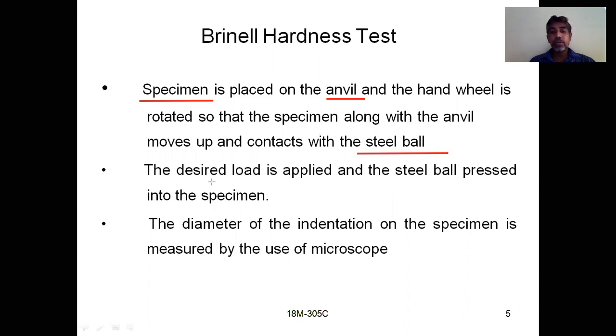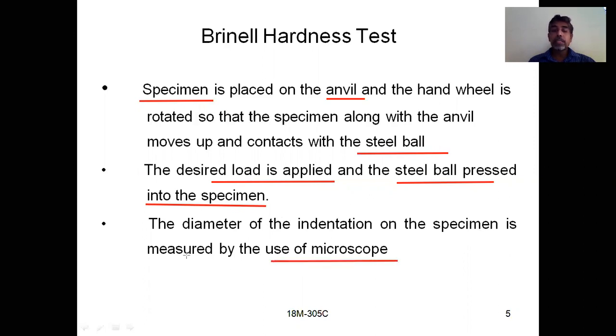Later, we will apply the load. How much load you want to apply, you can apply here, and next the steel ball is pressed into the specimen. When you apply the load, the steel ball is pressed against the material of the specimen, and you will get an indentation. The diameter of the indentation on the specimen is measured by using a microscope.